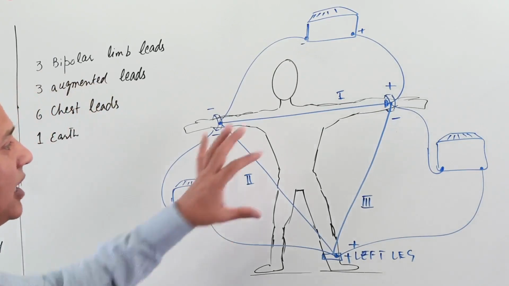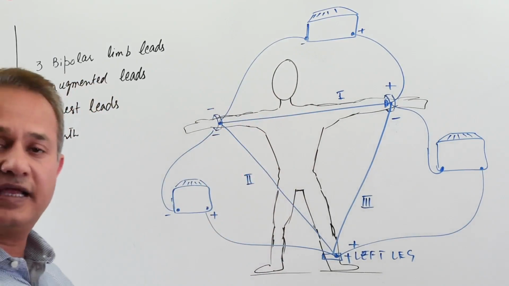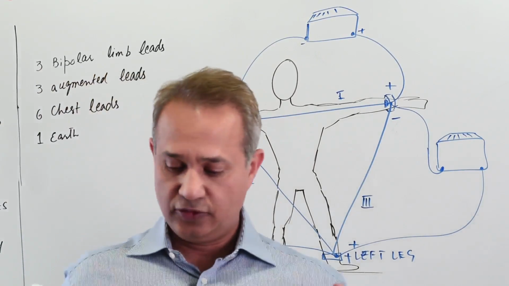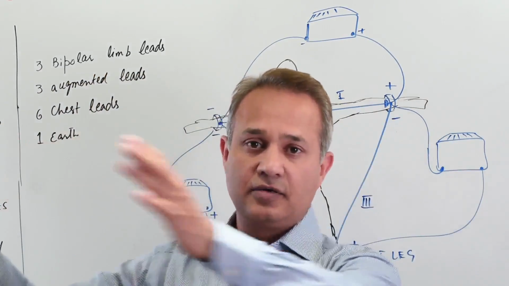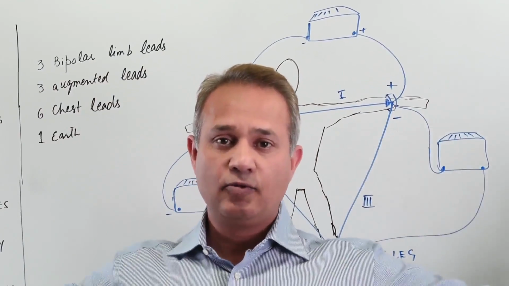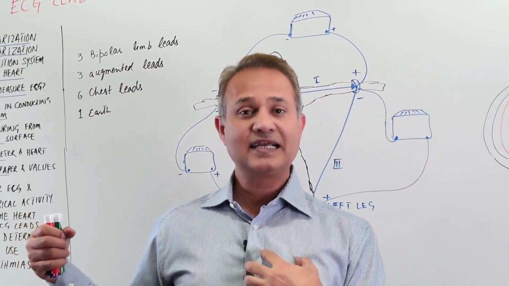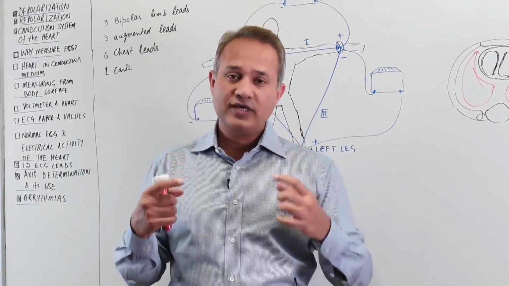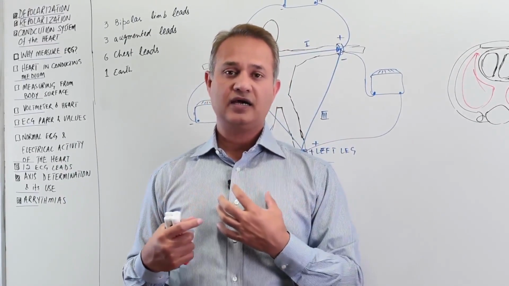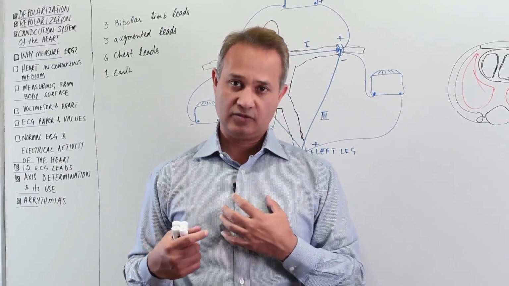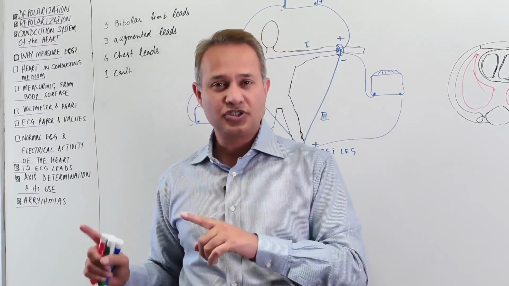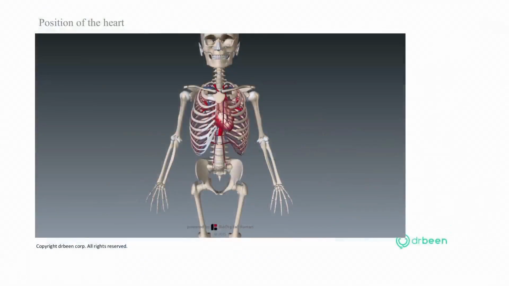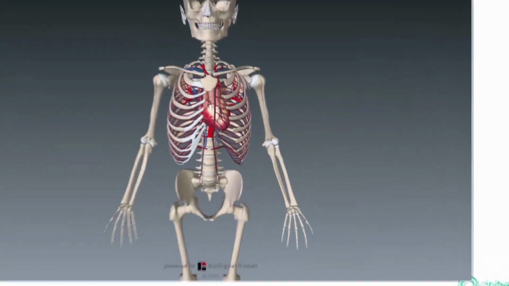Now the question is, how do we understand the electrical activity and what do they do for us? Look, what these leads are doing is, so right arm, left leg, they are acting as cameras to look at the heart. The question is, how do we look at the heart? What are the ways to look at the heart? So let me show you the position of the heart in these slides and then we'll come back and talk about the leads here.